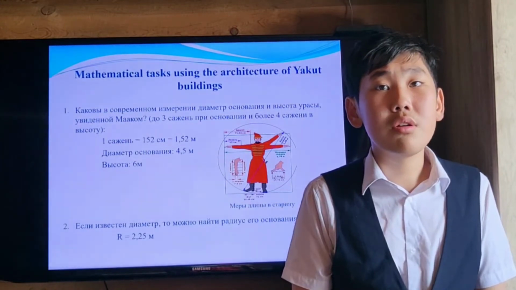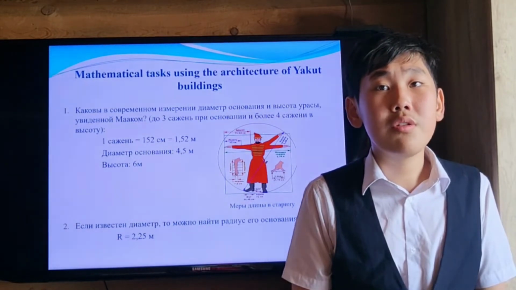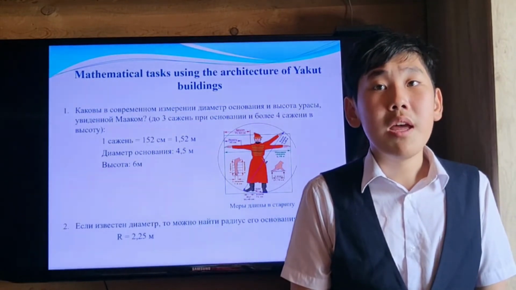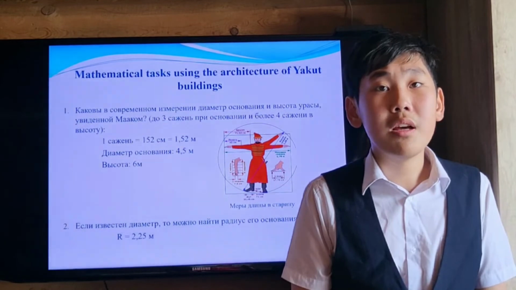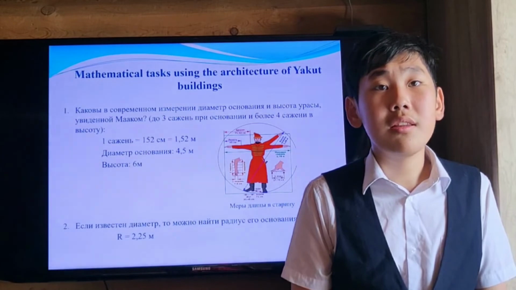The Urasa has a conical shape with a circle at its base. This means that the diameter of the circle is 3 fathoms, and the height is 4 fathoms. In modern terms, we get a base diameter of 4.5 meters and an Urasa height of 6 meters. This was the first task.